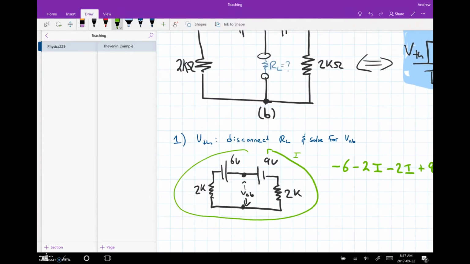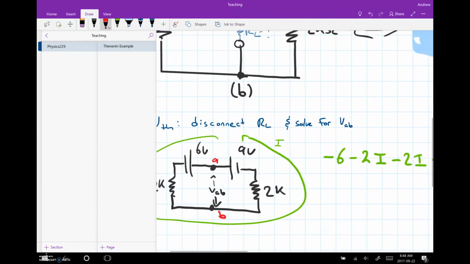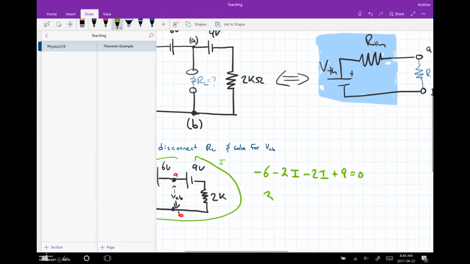So this is what Kirchhoff's voltage rule tells us. Remember, the sum of the voltage drops and gains around the loop is equal to 0. Just for clarity, this is A and this is B. So this allows us to get the current. Rewriting this, we get 3 is equal to, what's that, 2 plus 2, 4I.